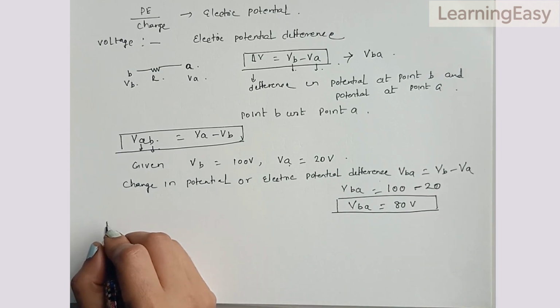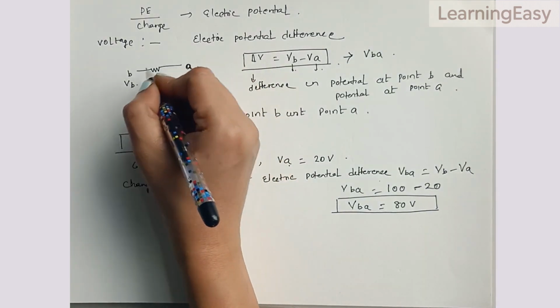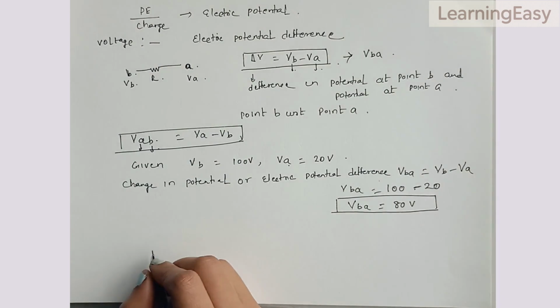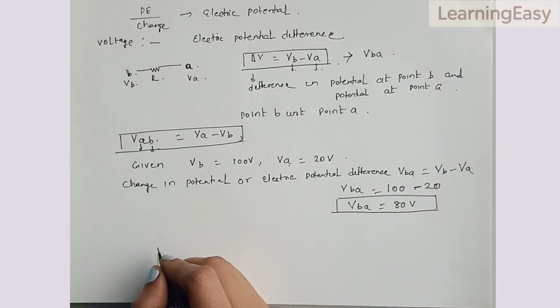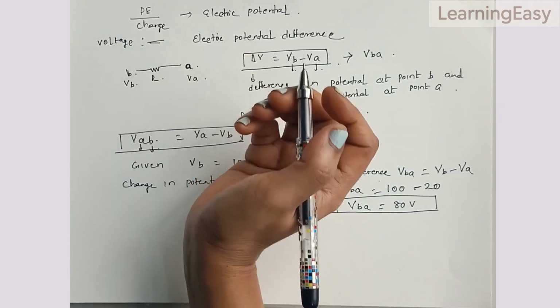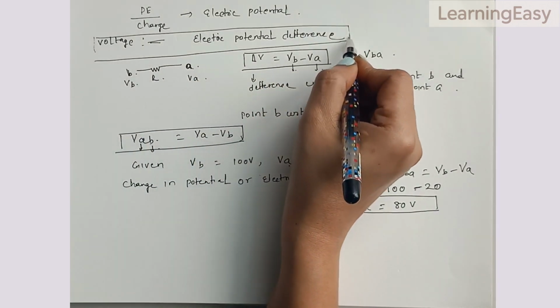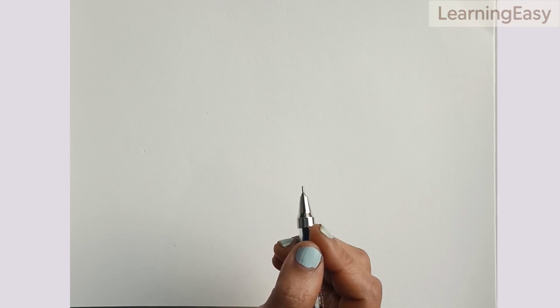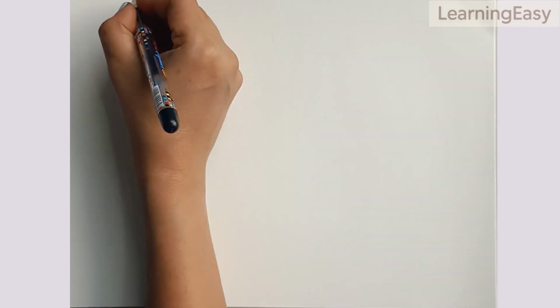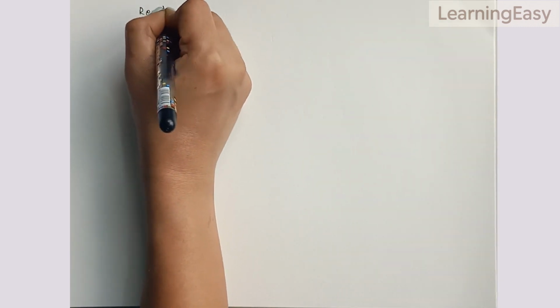Hence, voltage is defined as any change in electric potential or electric potential difference between 2 points. So this was all about electric potential and electric potential difference, which you can say as voltage. Next, we will discuss resistance and resistivity.